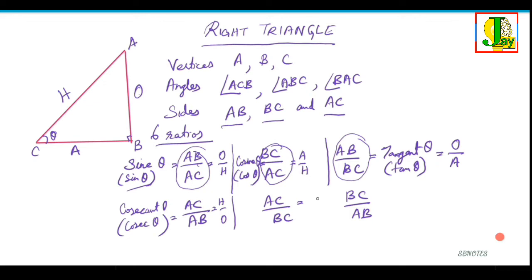This one is hypotenuse by adjacent. The inverse of cos theta is sec theta. Okay. Secant theta, in short we write sec theta. And the last one is cotangent, in short we write cot theta. Okay. That's adjacent by opposite.